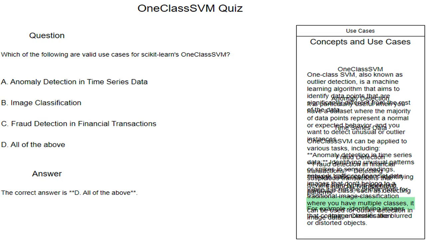While it is not the primary tool for traditional image classification where you have multiple classes, it can be used for outlier detection in image data. For example, identifying images that contain anomalies like blurred or distorted objects.